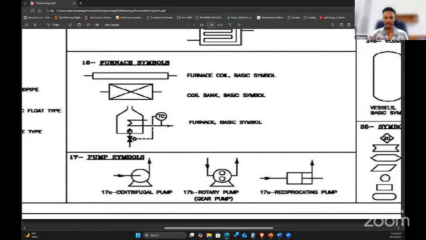Please, are all these operating on cross flow, or can they be adjusted to flow concurrently? Shahima, your question is for which equipment, please?